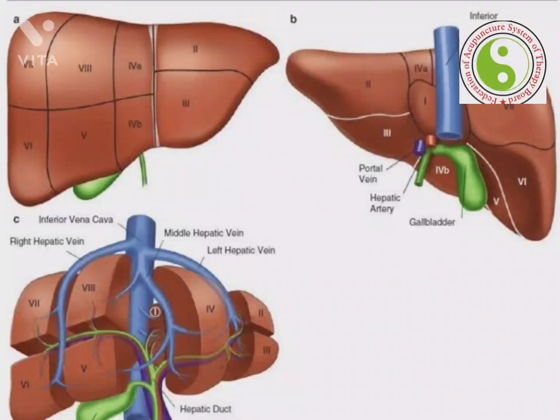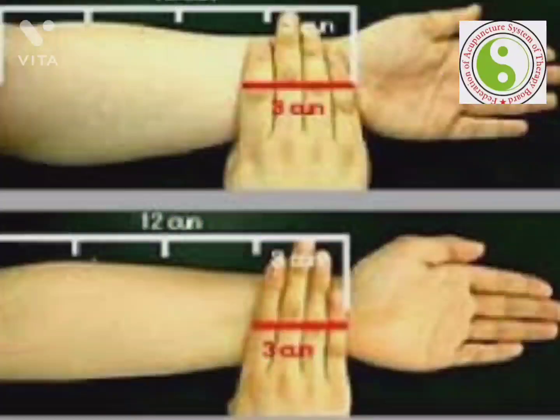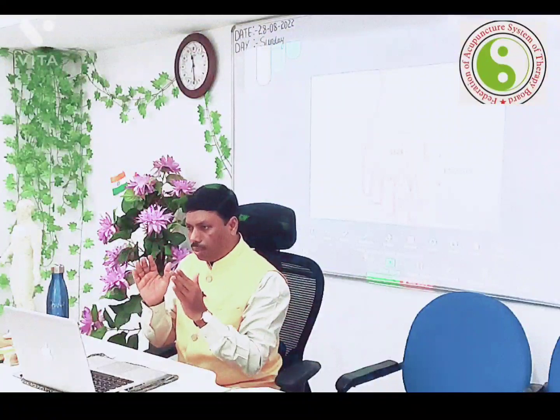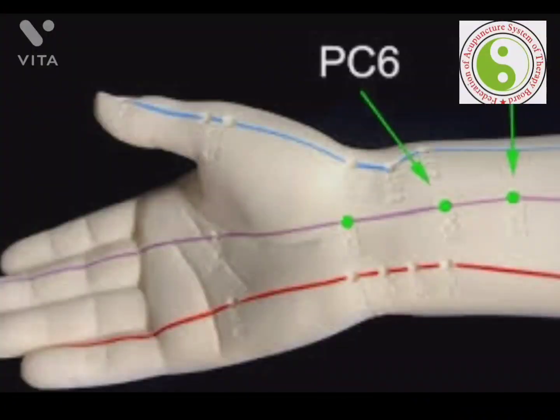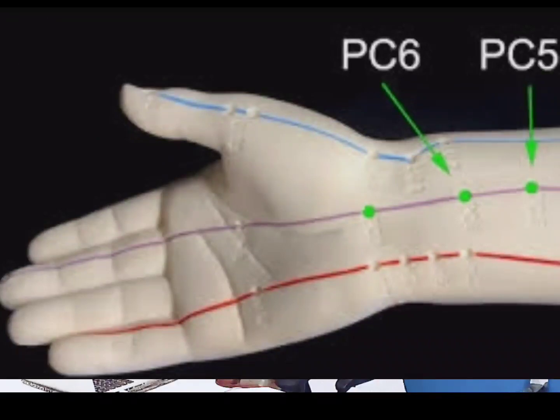Now we understand about Liver 2. It is 0.5 tsun above, or proximal to, the web margin. If you look at the image very clearly, you will see the great toe and the second toe. There is the hollow web margin. These are the web margins.